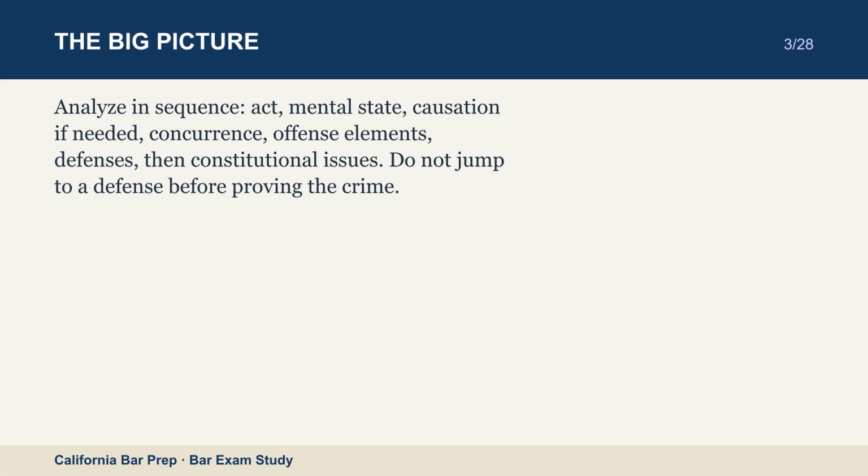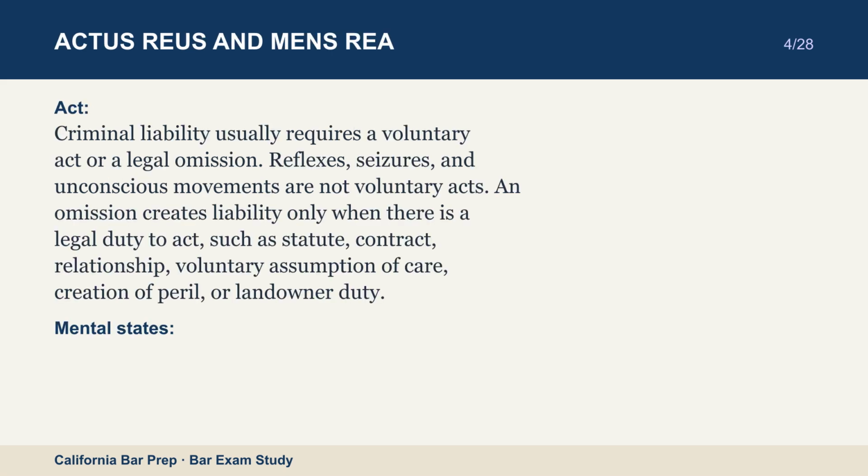Act. Criminal liability usually requires a voluntary act or a legal omission. Reflexes, seizures, and unconscious movements are not voluntary acts. An omission creates liability only when there is a legal duty to act, such as statute, contract, relationship, voluntary assumption of care, creation of peril, or landowner duty.